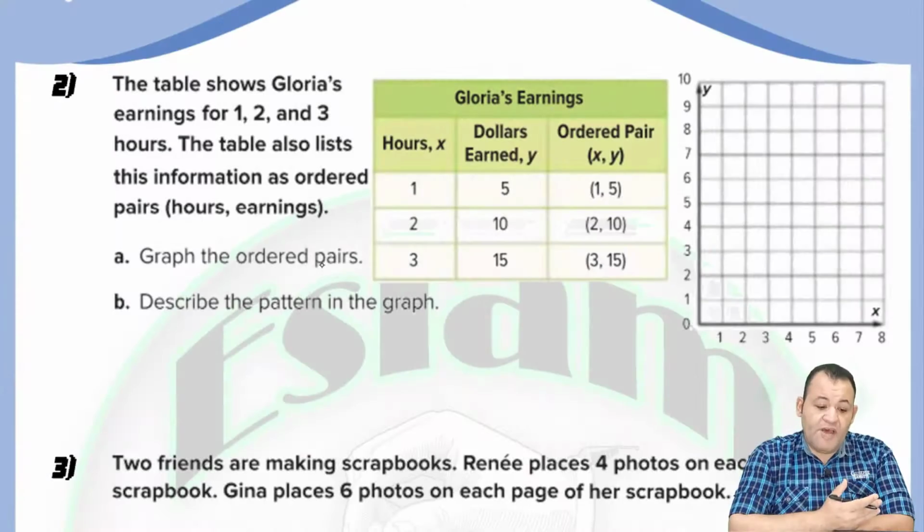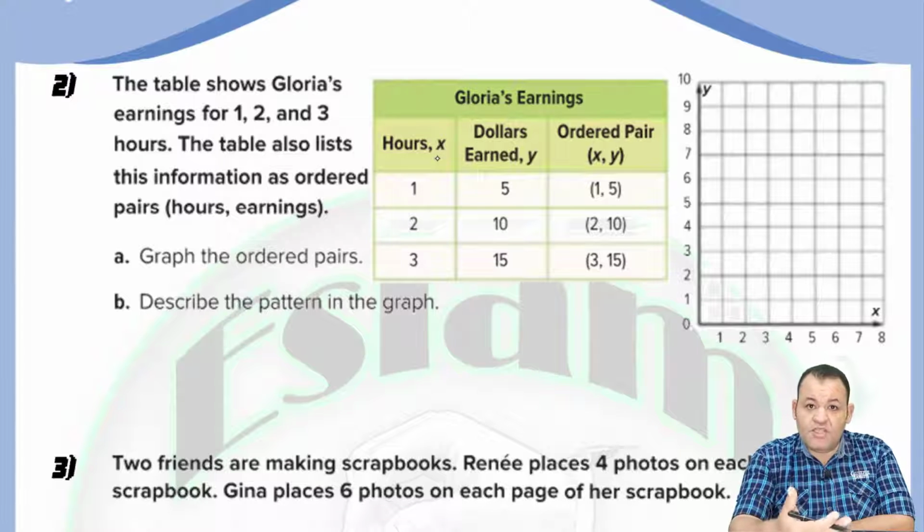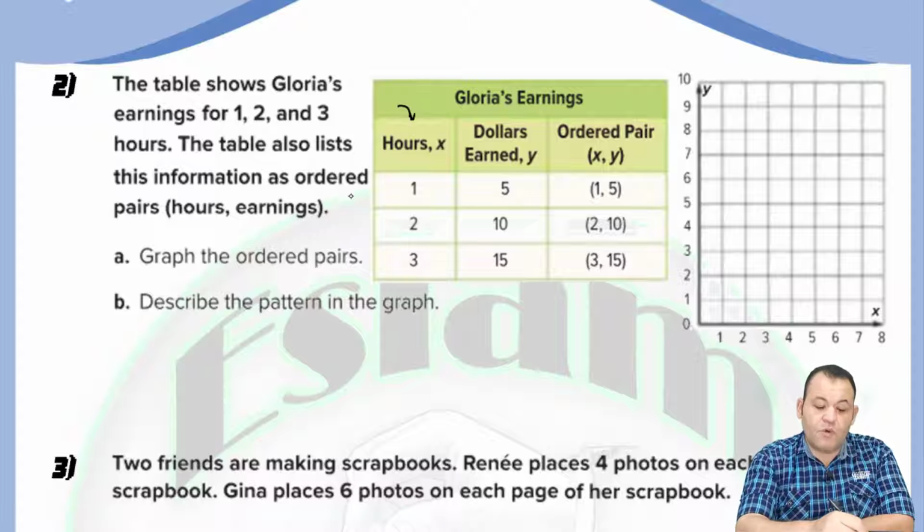In this problem, we have a relation between the number of hours and the dollars that you will earn. If you increase the number of hours that you work, you will earn more. For each 1 hour of working, you will earn $5. For each 2 hours, you will earn 10. For each 3 hours, you will earn 15. So the input will be the number of hours.